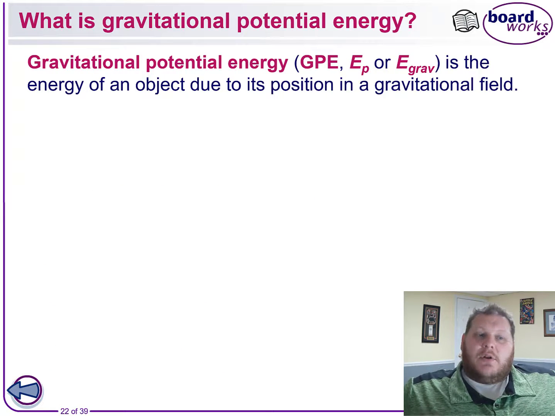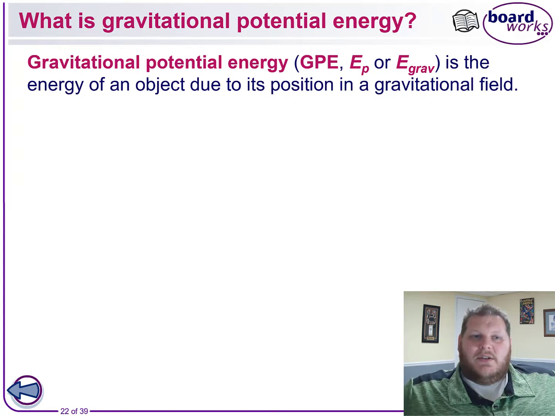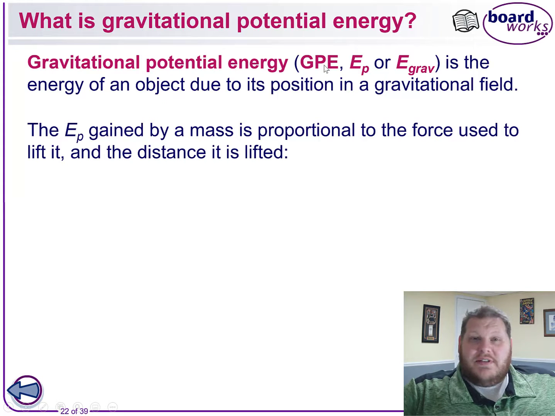So gravitational potential energy, like I said, is the energy of an object due to its position in the gravitational field. The higher it is, the more potential energy it has to be released. The lower it is, or if it's all the way on the ground, it has no gravitational potential energy. We've got some different ways of writing it. You can see here GPE, which, again, I usually just say PE, potential energy. If I just say PE, just assume that this is the one I'm talking about.